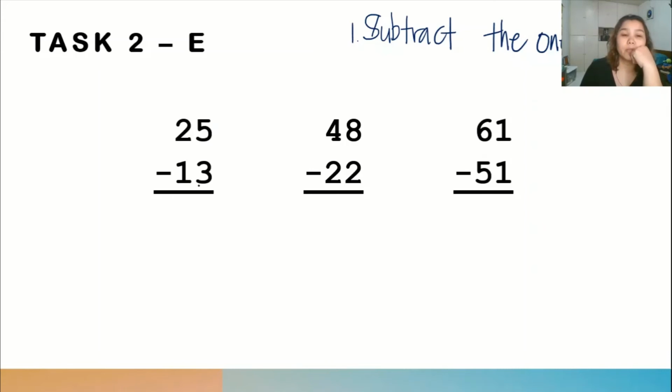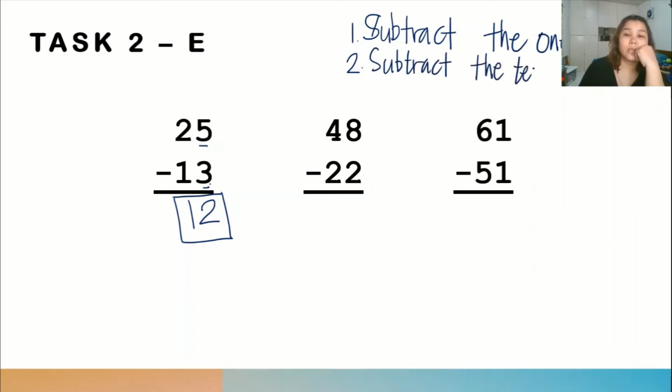So, 25 minus 13, ito ang nasa ones. So, 5 minus 3, it's 2. Then, 2 minus 1 is 1. So, the answer for 25 minus 13 is 12. Next one, oh, I forgot. So, step 2 is subtract the tens. So, yan ang mga dapat hindi kalimutan. Or else, if you begin on the other side, most possible, wrong answer yan.